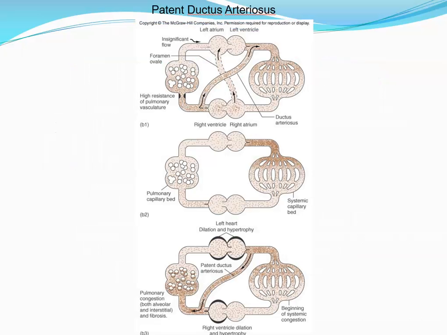This is showing the normal flow and various fetal conditions, whether the foraminal valve stays open or the ductus arteriosus stays open, showing how the changes in flow pattern and what they can do to both the lungs and the heart.